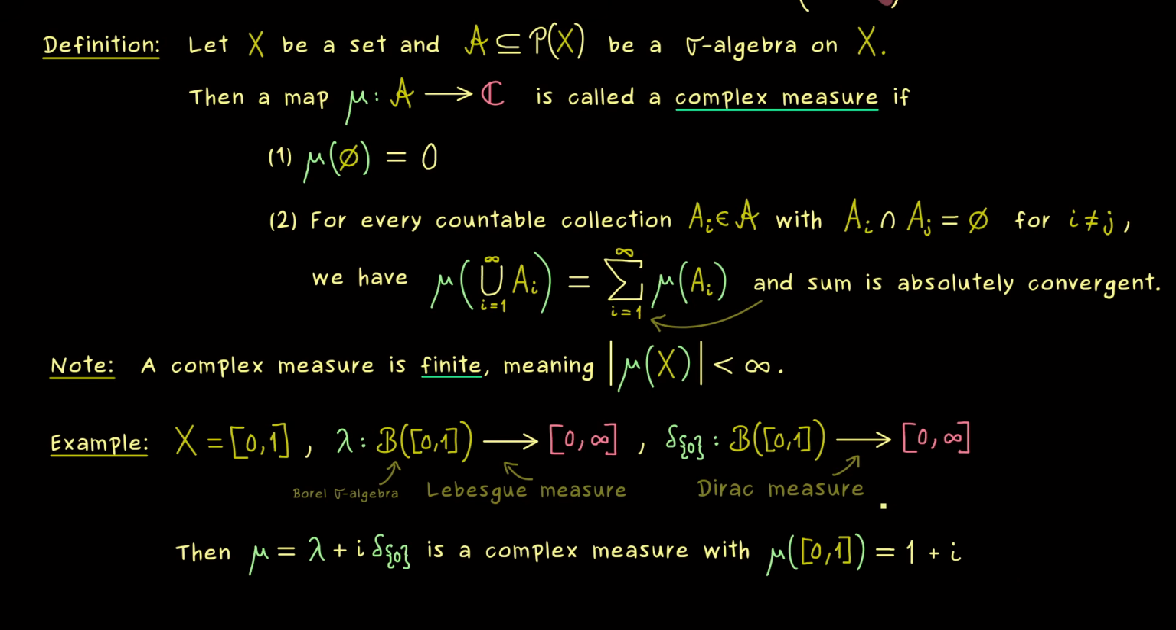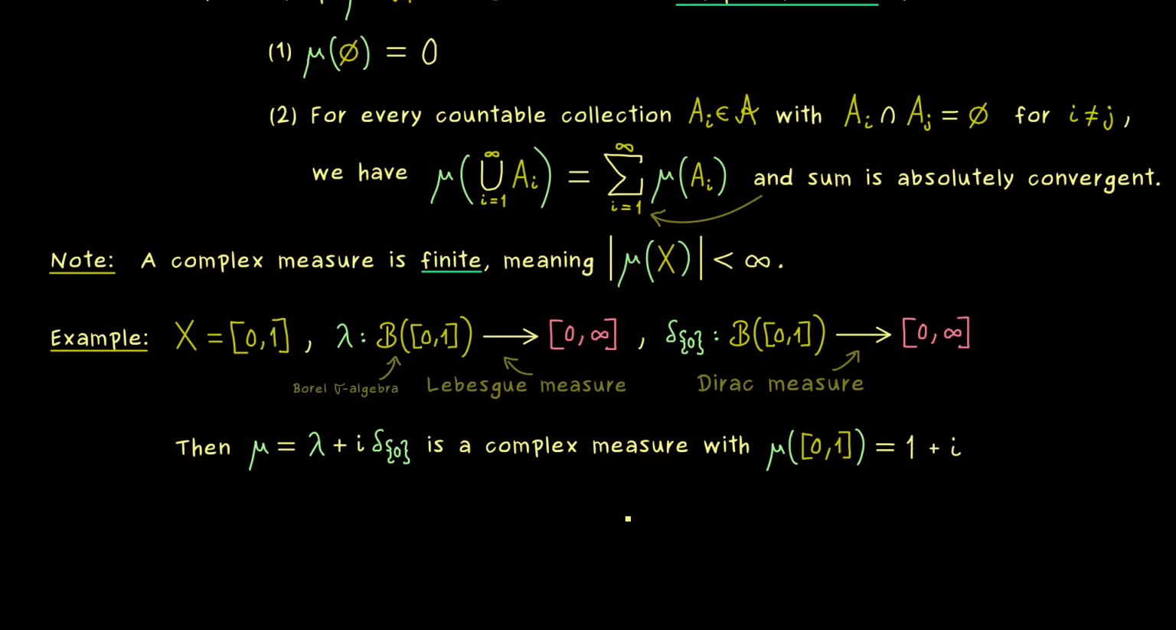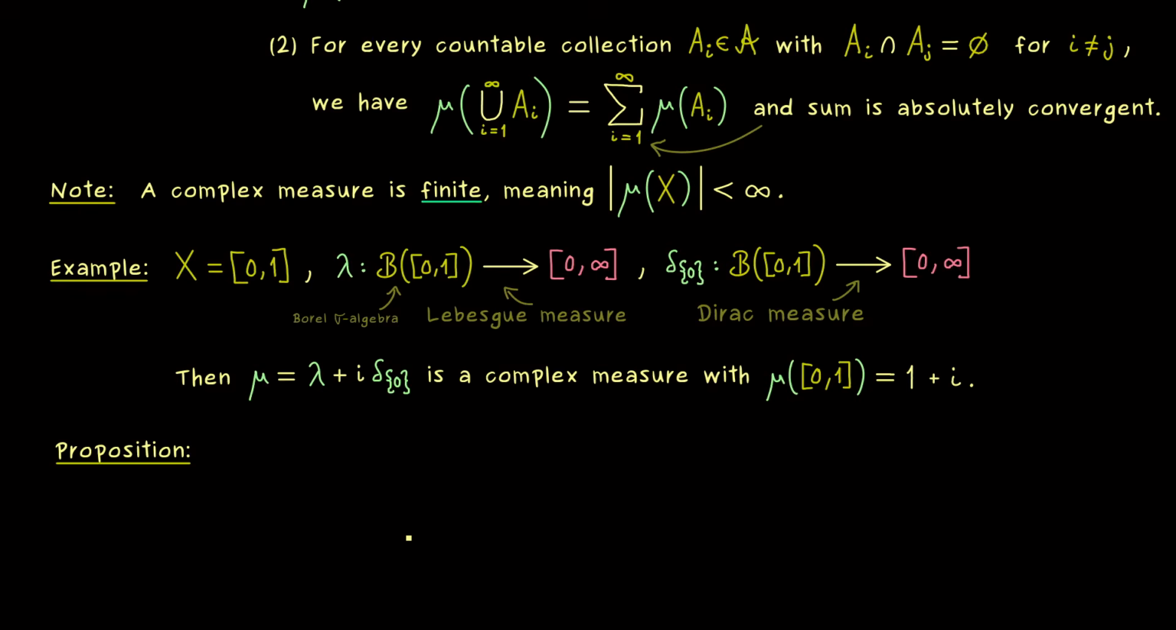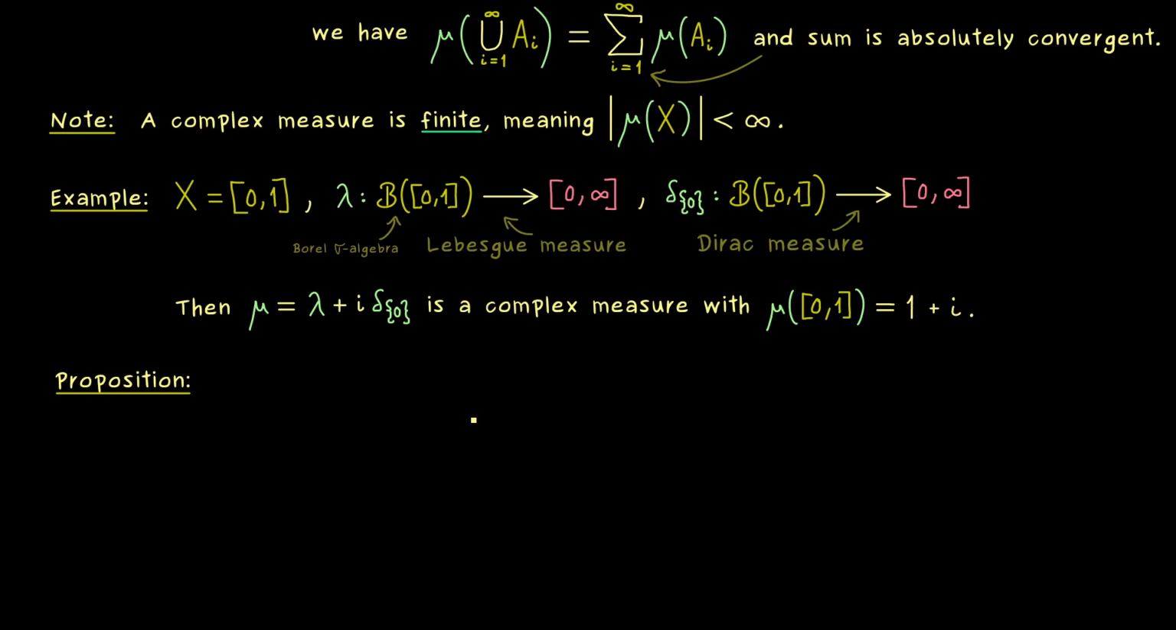So maybe this seems a little bit strange, but I can already tell you that this will help us because our operators are defined on a complex Hilbert space. So complex numbers are intrinsically needed in the spectral theorem. The spectrum of any operator is always a subset of the complex numbers. But how we can use the complex measures in Hilbert spaces we will see soon. But first let's discuss some important properties of complex measures.